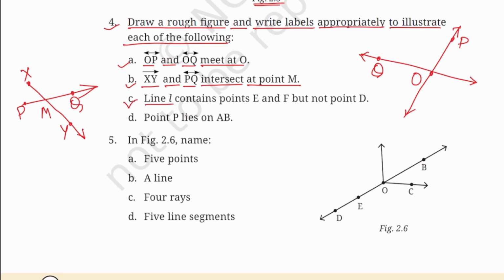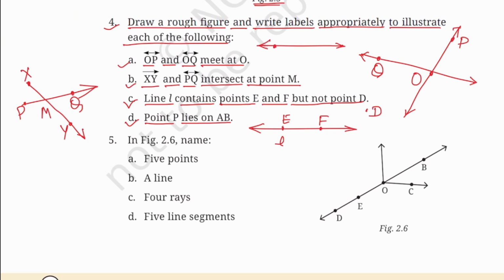C. Line L contains point E and F but not point D. Line L contains point E and F but not D. D. Point P lies on AB. AB is a line and P lies on it.